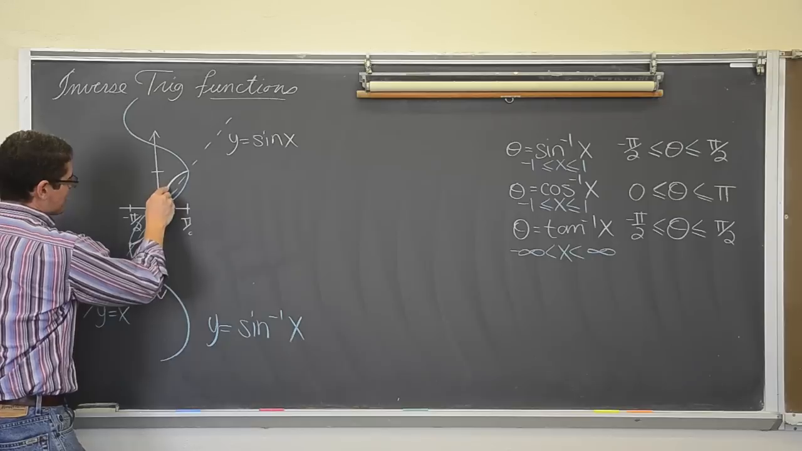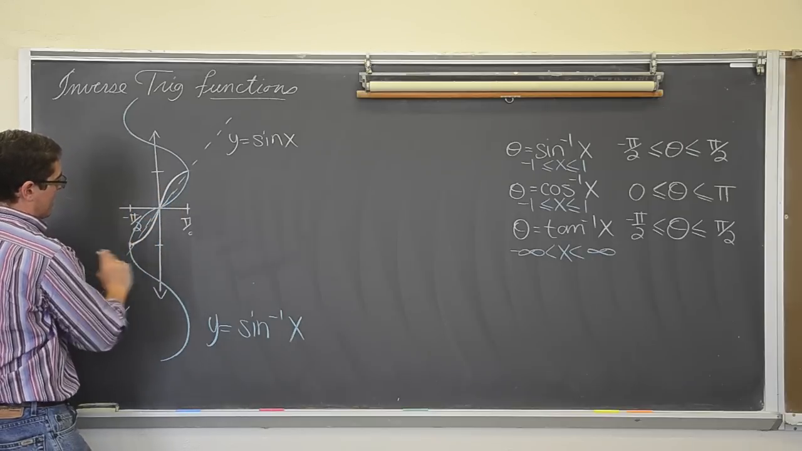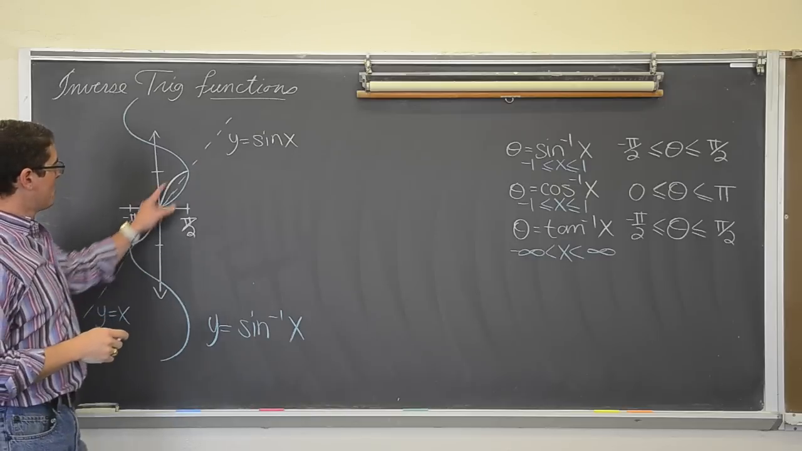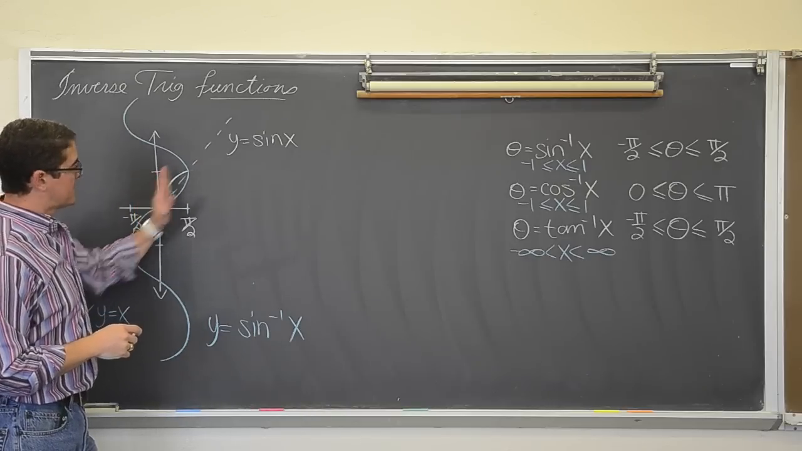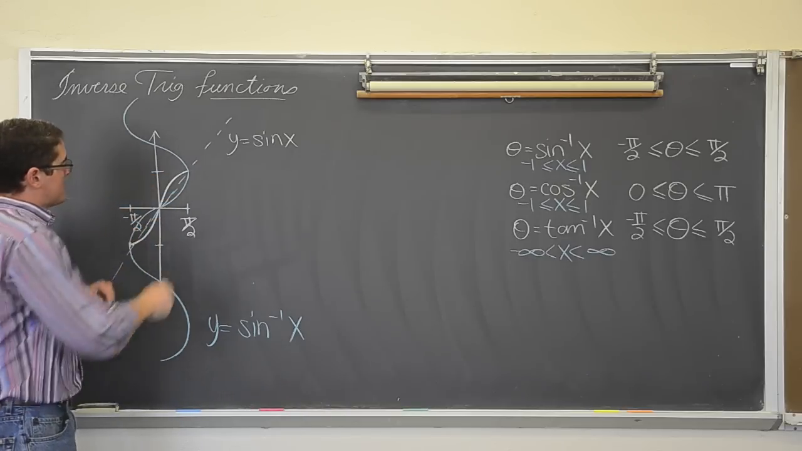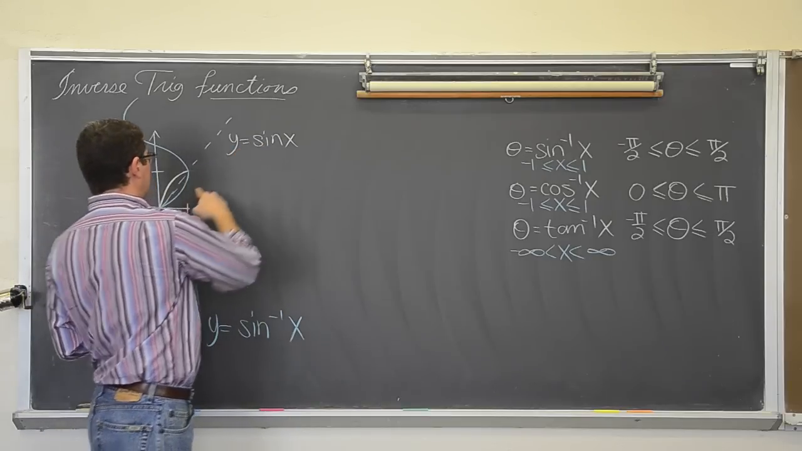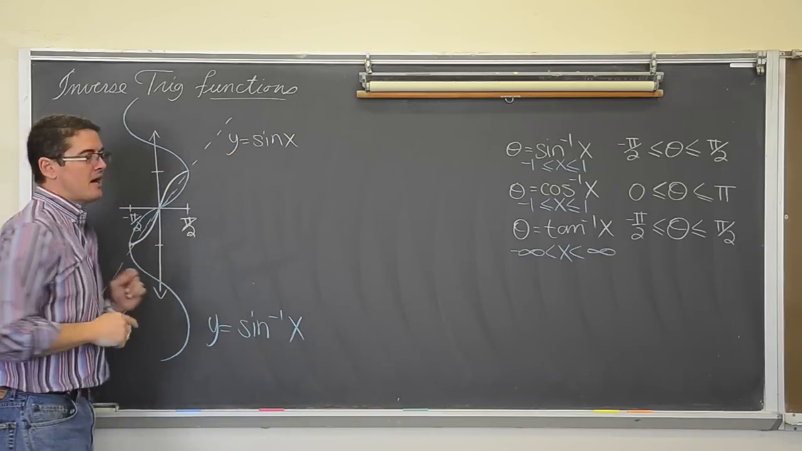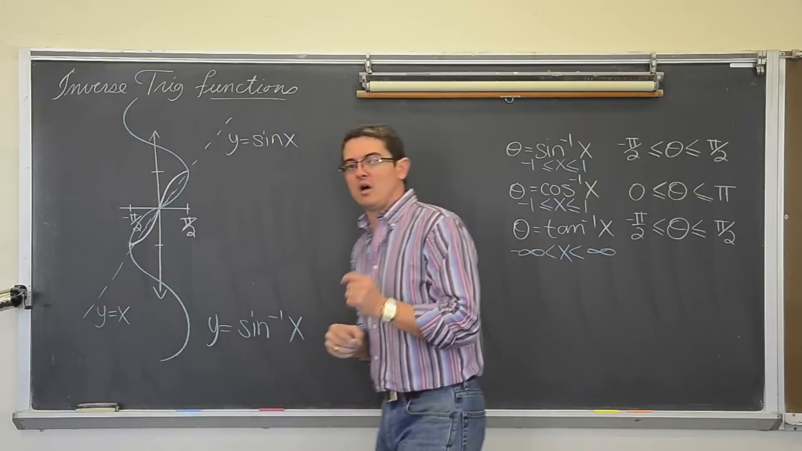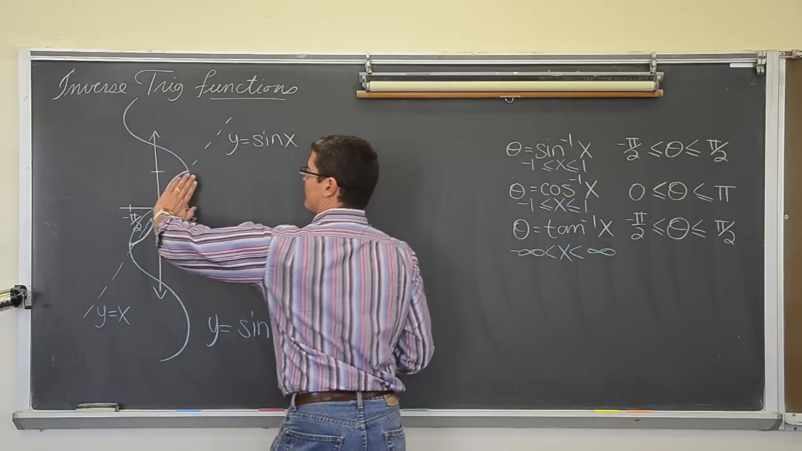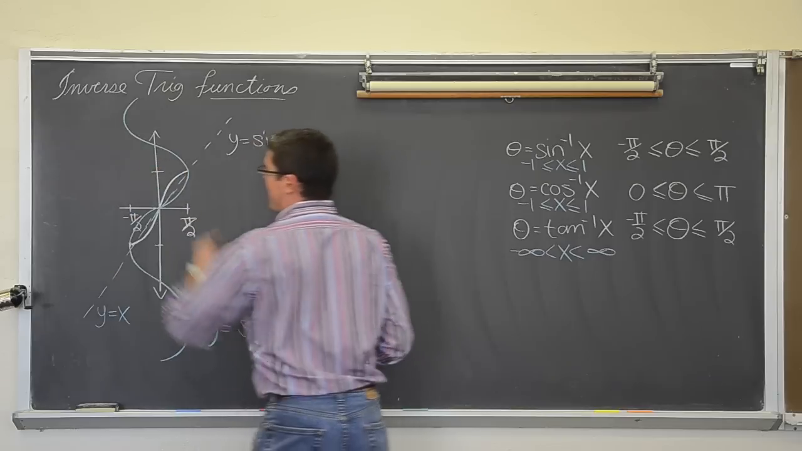this tiny little S-shaped curve between negative pi over 2 and positive pi over 2. And now this little white line would pass the vertical test and the horizontal test. So this sine function restricted between negative pi over 2 and positive pi over 2 is now acting as a 1-to-1 function. And so now let's take this little white line and reflect it around the line y equals x.